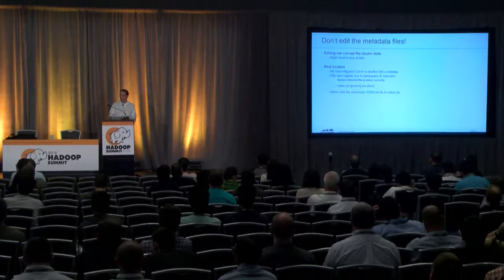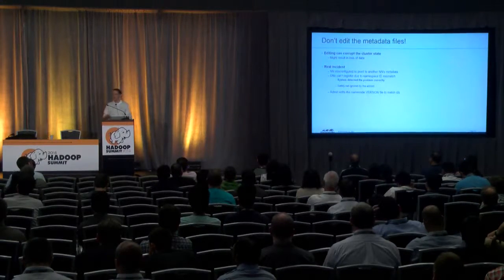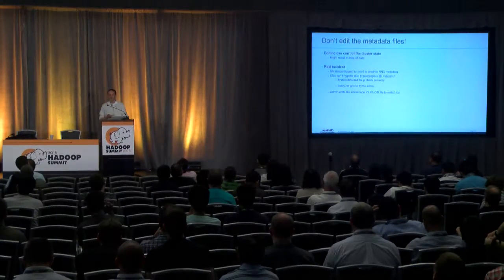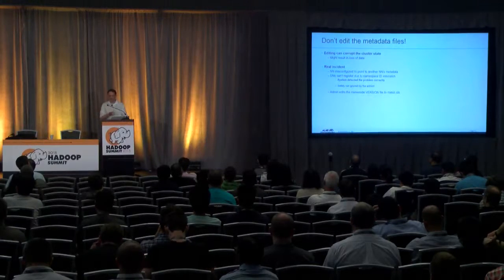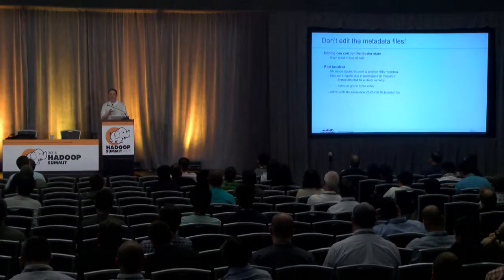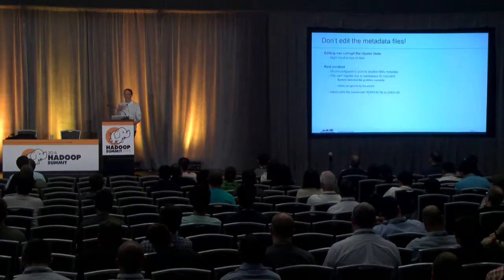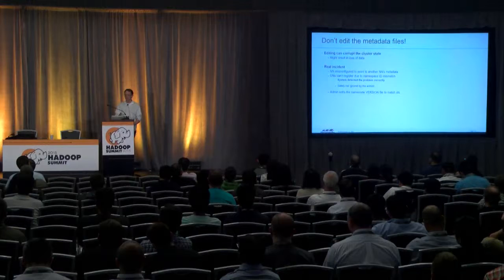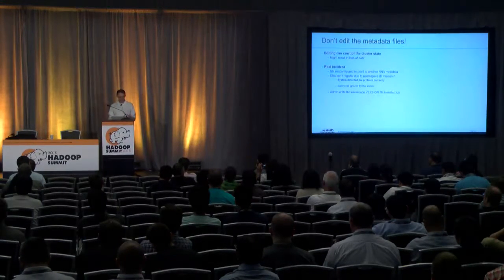So in this scenario, the admin started the name node and started seeing these log messages about failure of data nodes to register with the name node. And unfortunately, the reaction was to edit the version file, which is the file in the metadata that contains the namespace ID, and change it to the value that the data nodes were reporting. And what happens next?